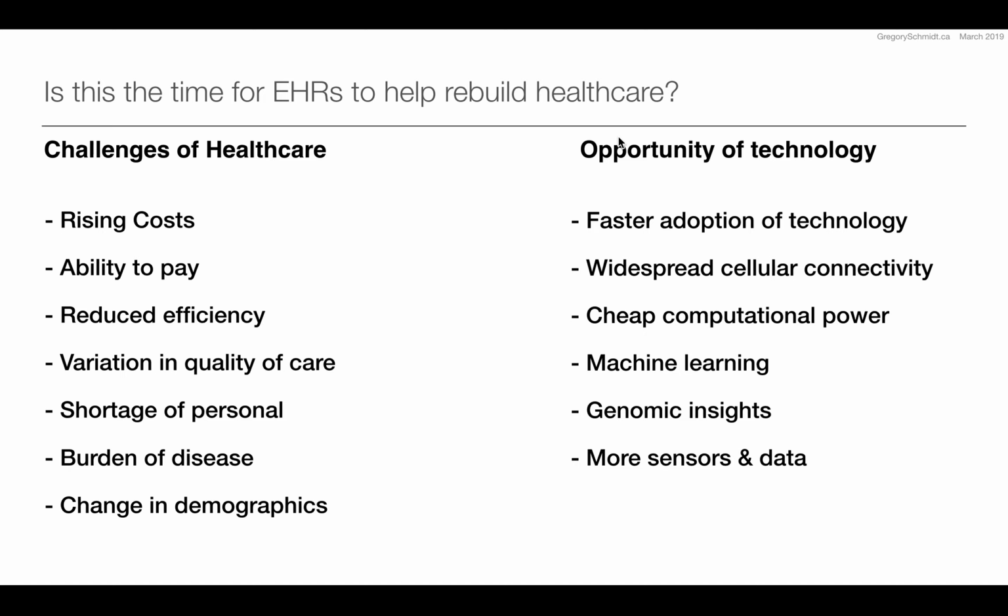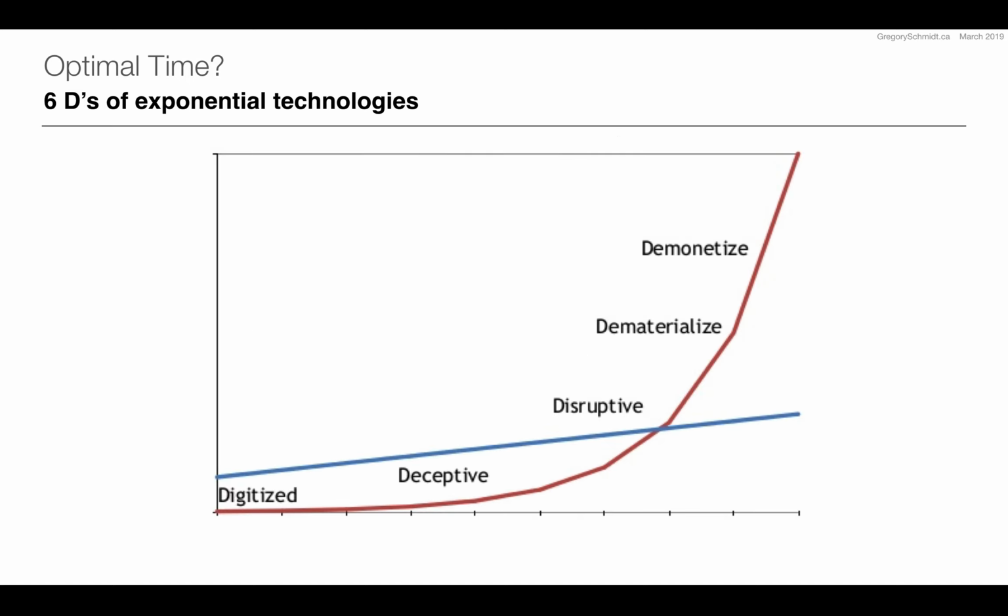And Peter Diamandis often talks about the 6 Ds of an exponential technology. And we need to consider what happens if we digitize clinical decision support.